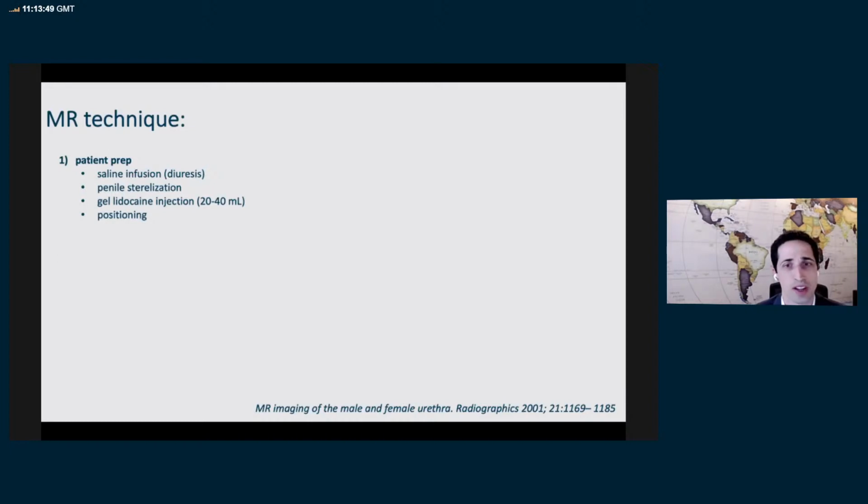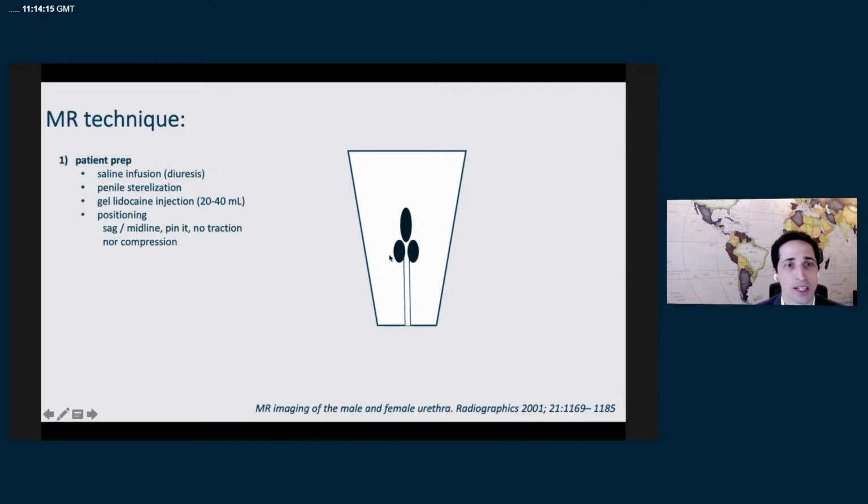Optimal visualization of the male urethra requires proper patient preparation and positioning. For this reason, we use saline infusion to promote diuresis, penile sterilization, lidocaine gel injection, and proper penile positioning. We have to position it in the midline, pin it, paying attention not to pull or compress the penis. The glans sulcus is tied using gauze to prevent leakage of the gel, and the dorsiflexed penis is taped against the anterior wall of the abdomen in the midline. So we have to pay attention not to rotate the penis along its axis.